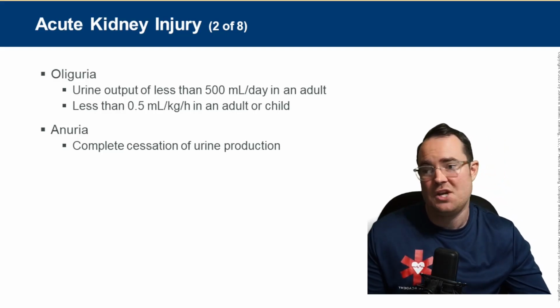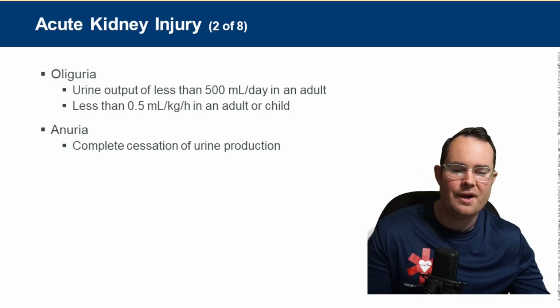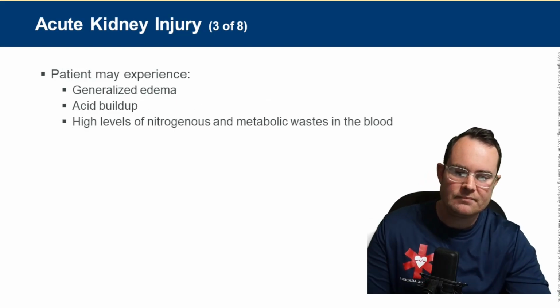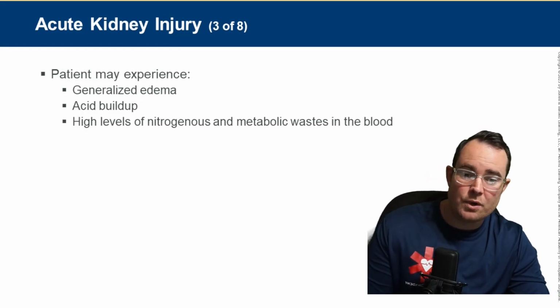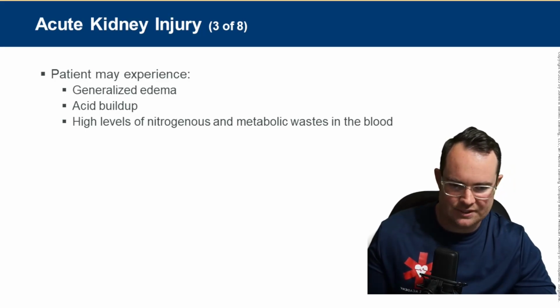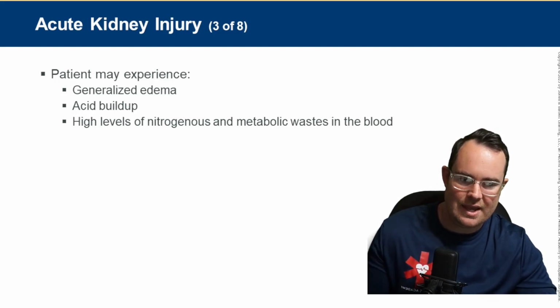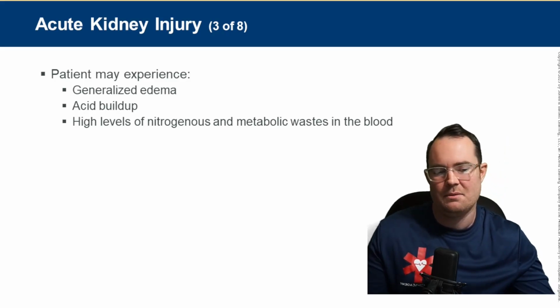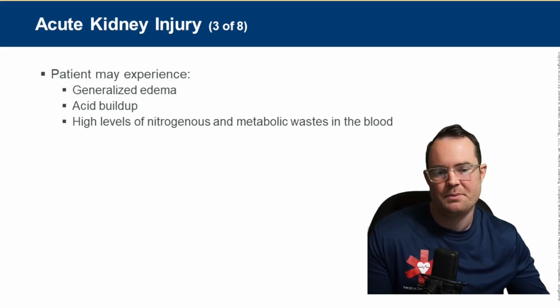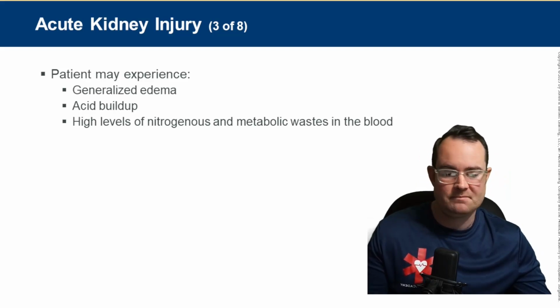Anuria just means cessation, means it stops. No urine output. Anuria. Patients will experience with AKI generalized edema, an acid buildup. Okay, acid buildup. So this can be metabolic acidosis and high levels of nitrogenous and metabolic waste within the blood. So a lot of waste starts to build up in the blood because the patient's unable to filter this waste.